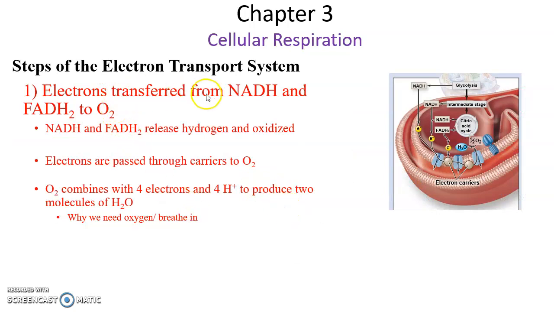So, the process: electrons are first transferred from NADH and FADH2 to oxygen. That's right, they release hydrogen and become oxidized. Electrons are passed to the oxygen, O2, leading to the production of water. So we have oxygen combining with electrons and hydrogen ions to produce water. This is again why we breathe in: to make energy, to use the energy found in NADH and FADH2.